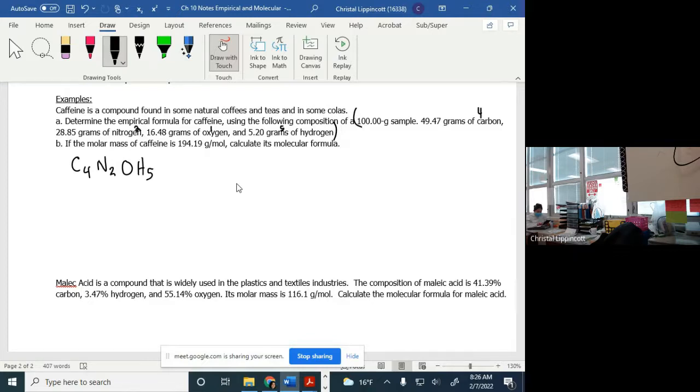Okay. So now we're ready to look at the molecular. And this is easy. So to find the molecular, what you do is you're going to find the mass of this guy. So find 4 carbons, 2 nitrogens, an oxygen, and 5 hydrogens. So find the molecular mass of that. So 12 times 4 plus 28 plus 16 plus 5 is 97, yes? Yes. Okay.